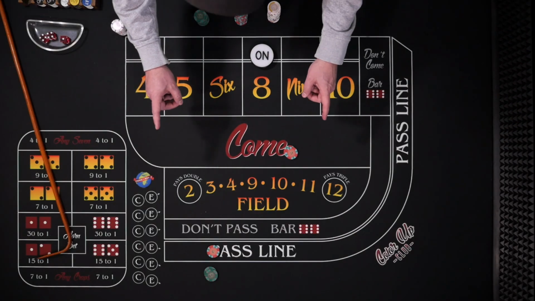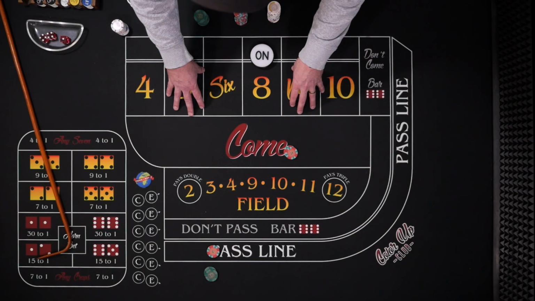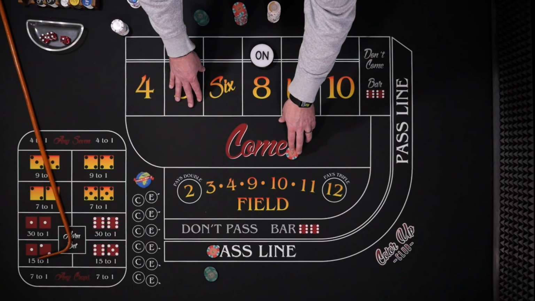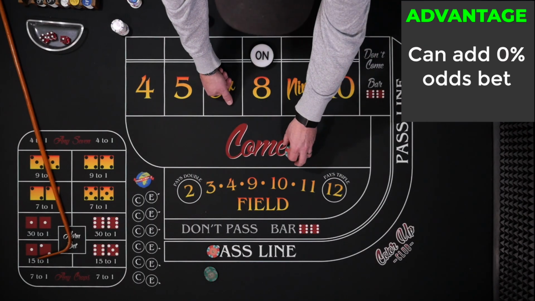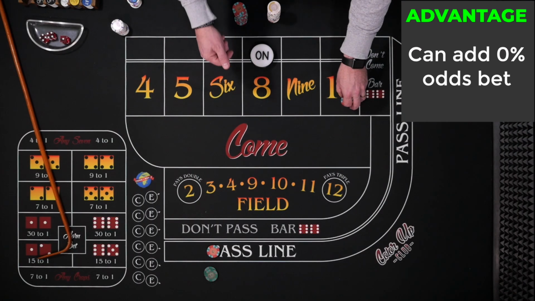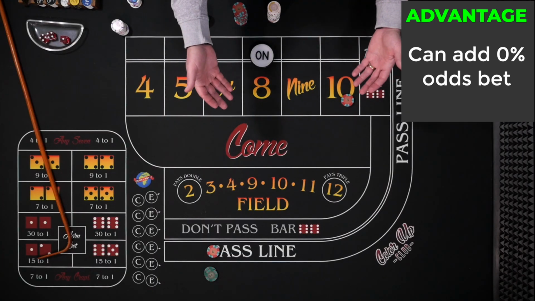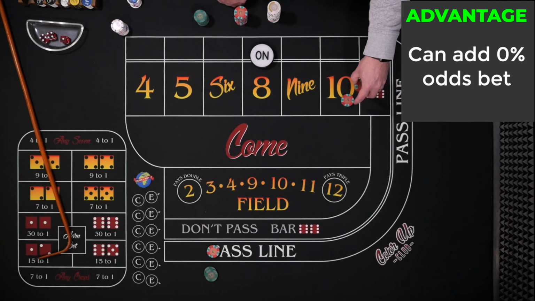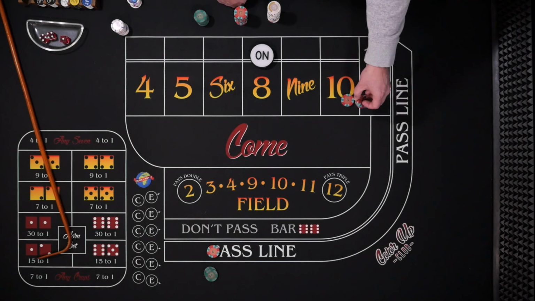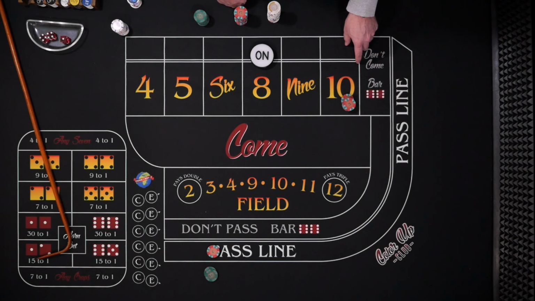So if you're concerned about losing less money over time, this would be by far the better way to go. Now, another advantage of the come bet: let's say we roll a 10, it travels to the 10. You can now take odds. The nice thing about that is an odds bet, an additional bet on the number, and for a come bet, they'll just place it, offset it.